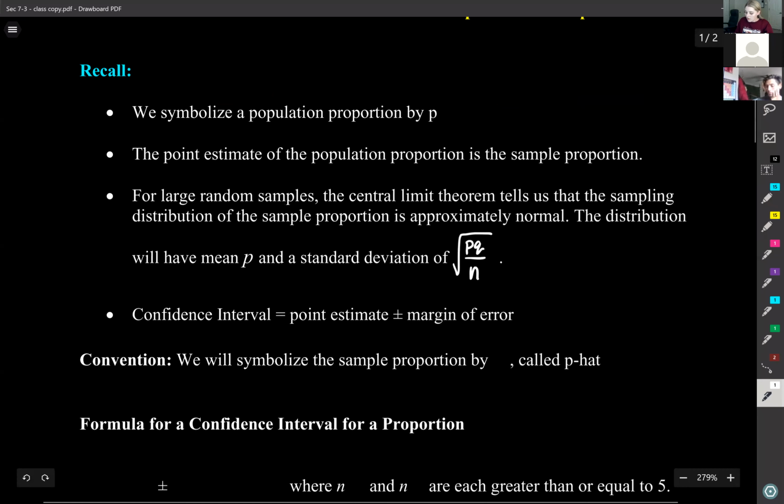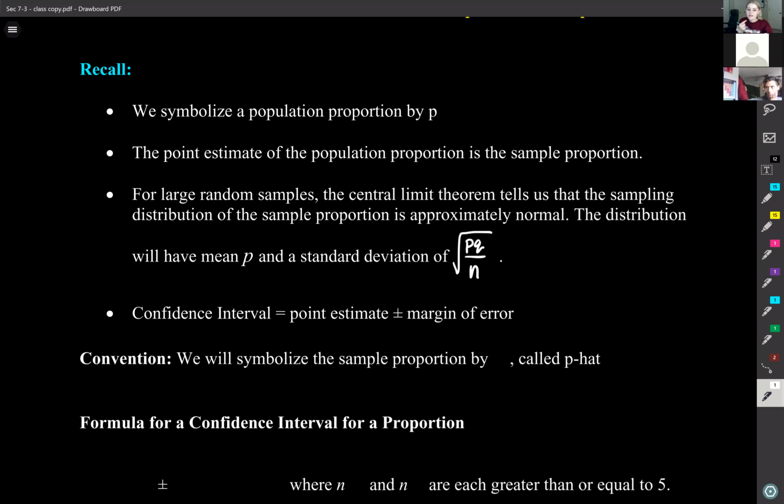Okay, so now we're going to define our confidence interval, which is our point estimate plus and minus our margin of error. So really similar to the last confidence intervals we've done. We're taking this point estimate and subtracting and then adding this margin of error, which will be found in a similar fashion to the other times that we've done this. The convention is that we will symbolize the sample proportion by p hat. A really original name, p hat. So p with a hat on it. That is a sample proportion, and the population proportion is just denoted by a p.